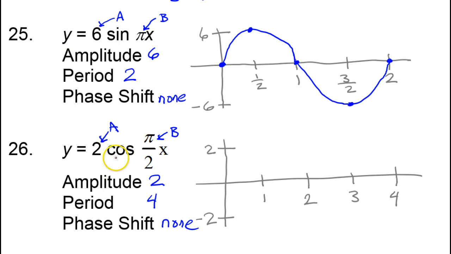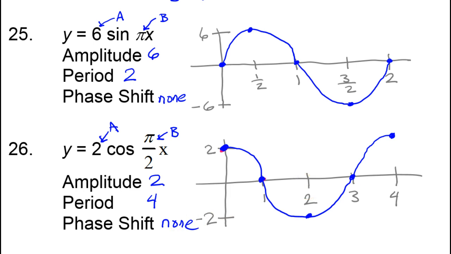Now, this is a cosine function. The cosine function starts out at its highest value, and then it falls down to the midline. This is going to be the final answer, so let me do this in blue. It's going to start off at its highest value, fall to the midline, and then it will drop to its lowest value, return to the midline, and end at its highest value at the end of the cycle. So this is the final answer. And that's it, since there's no phase shift or anything.